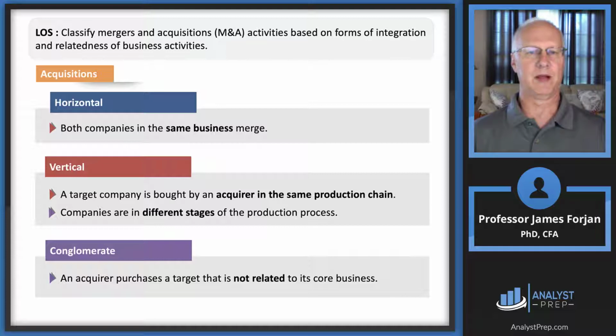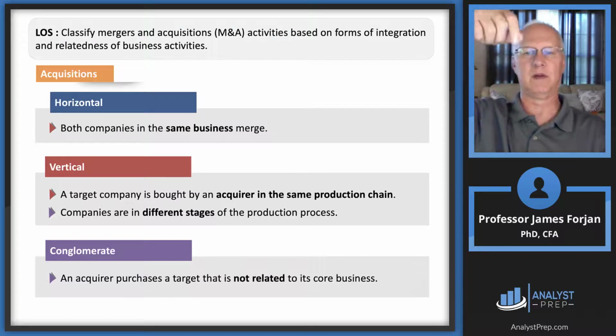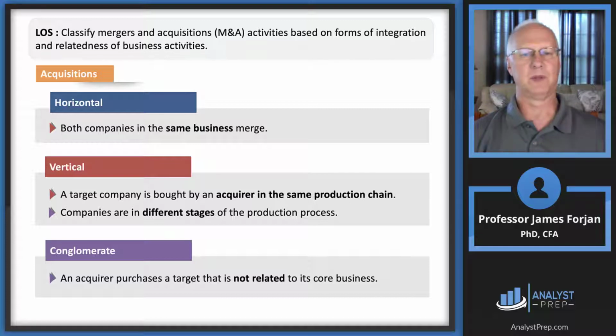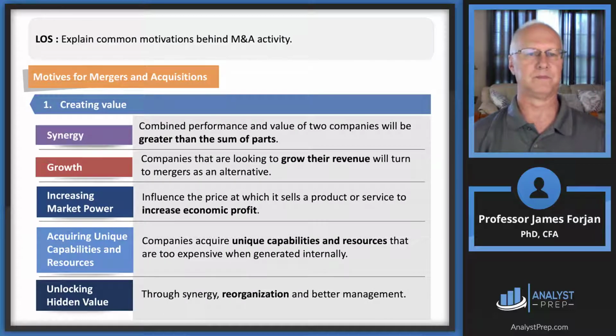Guessing you remember this back from level 1. Horizontal mergers, vertical mergers, and conglomerate mergers and acquisitions. Of course, these are exactly what the name suggests. Horizontal goes like this, same business. Vertical goes like this. Think of it as different parts of the supply chain. And then conglomerate just simply means that we don't have any correlations with our business.